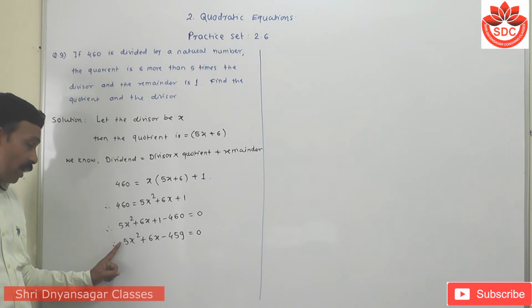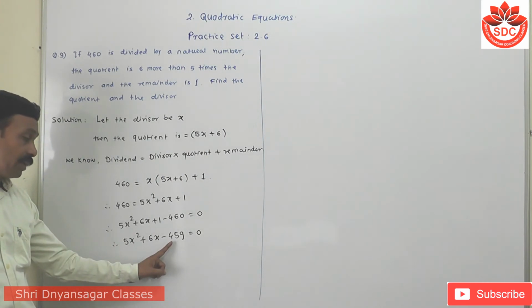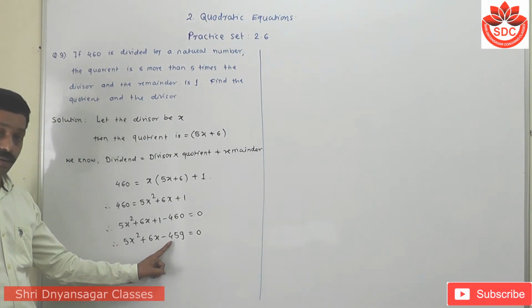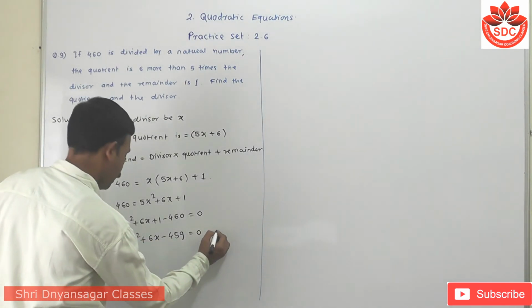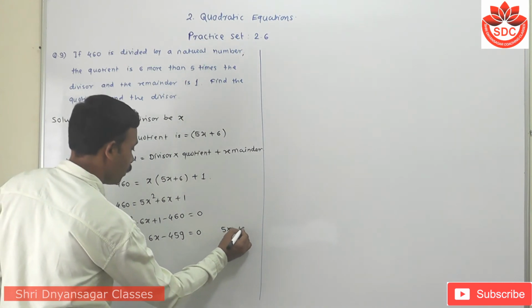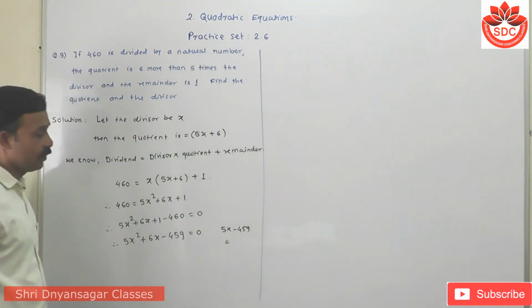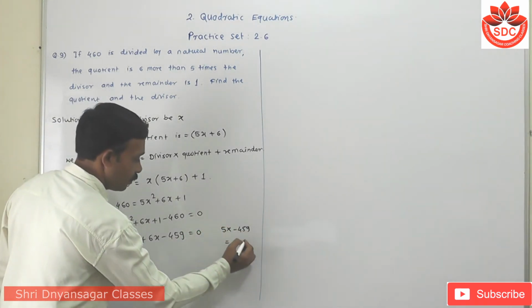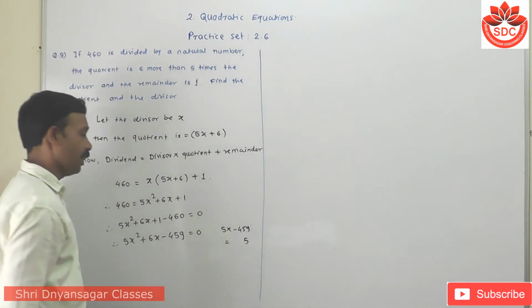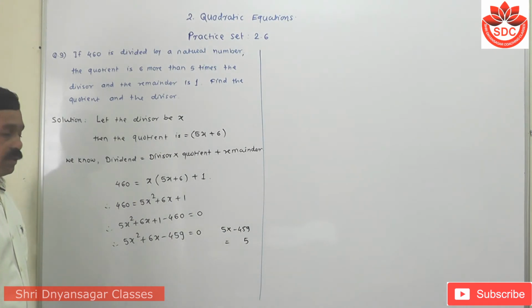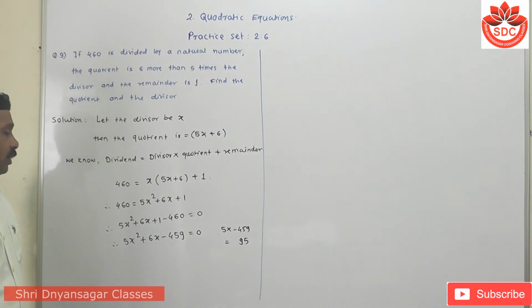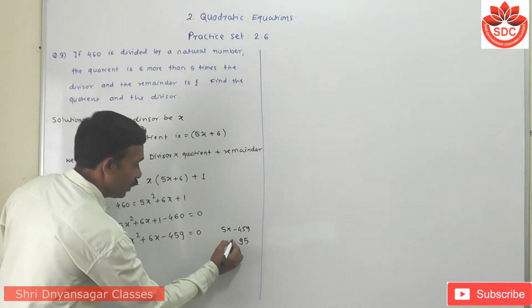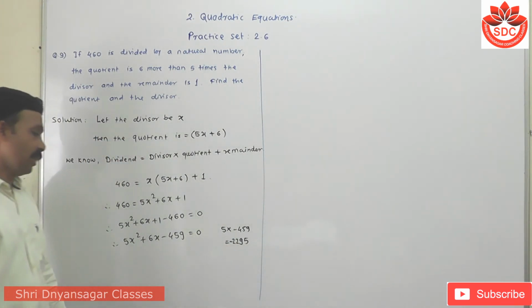Now first, the value of A is 5 and C is minus 459. First we have to find the product of these. Here, 5 into minus 459 is equal to: 5 9s are 45, carry 4; 5 5s are 25 plus 4 becomes 29, carry 2; 5 4s are 20, 20 plus 2 is 22. So it is 2295. Here the sign is minus.